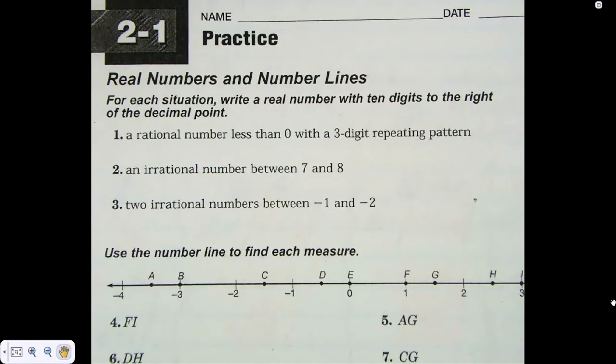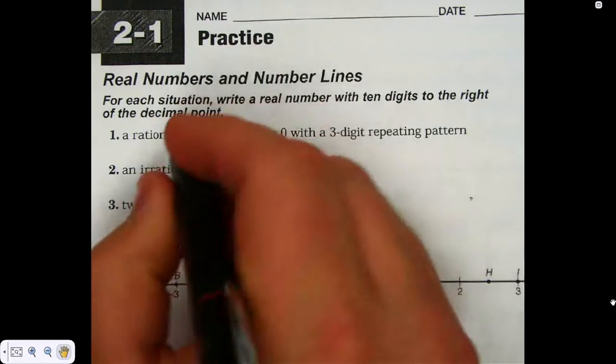Can I unfreeze this? Okay, we've got this first one out here. It says in each situation, write a real number with 10 digits to the right of the decimal point. A rational number that's less than 0 with a 3-digit repeating pattern. So it's gotta be less than 0, so what does that mean it's gonna be? Negative. Right? It's less than 0. It's rational. 3-digit repeating pattern.